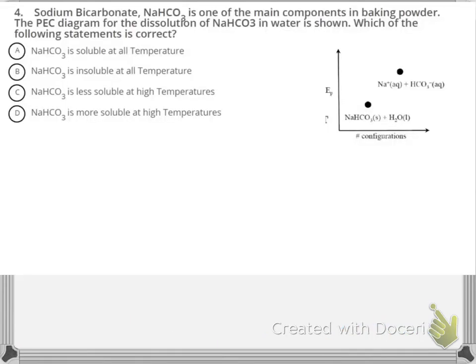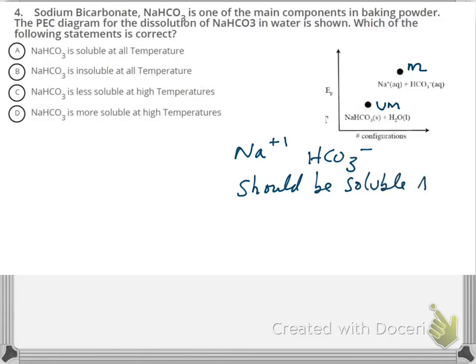Okay, so these are the two PEC diagrams that we had in our quiz. It wasn't part of the pop quiz, but these are questions you should be prepared for. So if we're looking at this problem, we have the unmixed state shown below as the solid plus pure water liquid, and we have the mixed state, which is ions in aqueous form, so they're completely dissolved in water in the mixed state. So we have two charges, plus 1 and minus 1. So in general, we expect this to be soluble, because the charge is less than 4, and we see that the mixed state is not in the upper left quadrant for insoluble, it would be in the upper right.